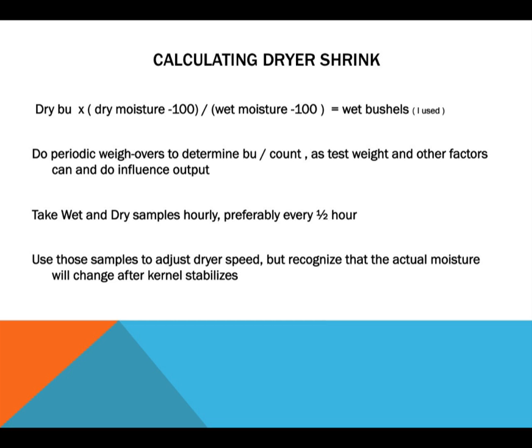Quick formula that I've used for a number of years to calculate dryer shrink. Very simply, it's the dry bushels, which you've counted coming out of your dryer, times the dry moisture from 100. So let's say it's 100 minus 14.5 coming out. So that would be dry bushels times 85.5, divided by 100 minus the wet moisture, which in this case, let's say it was 20 going in, so divided by 80, will equal your wet bushels. And I'll show you how that works out.